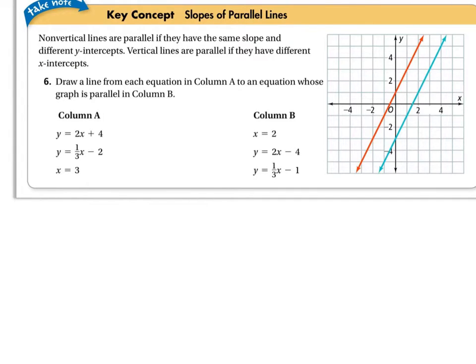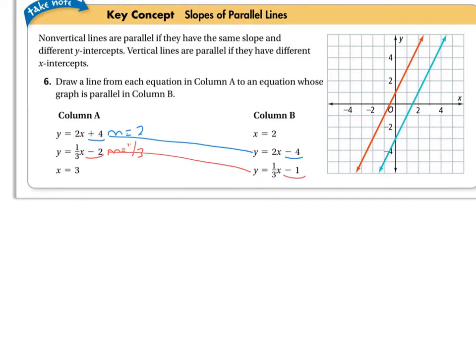So we're going to draw a line from the equations in column A to the parallel equation in column B. So remember, we're looking for the same slope. Well, this one has a slope of 2. So over in column B, which one has a slope of 2? That is correct. Now, do they have different y-intercepts? Yes, they do. One has a positive 4, one has a negative 4. Okay? The second equation has a slope of 1/3. Which equation in column B has a slope of 1/3? Correct. And again, we have different y-intercepts.